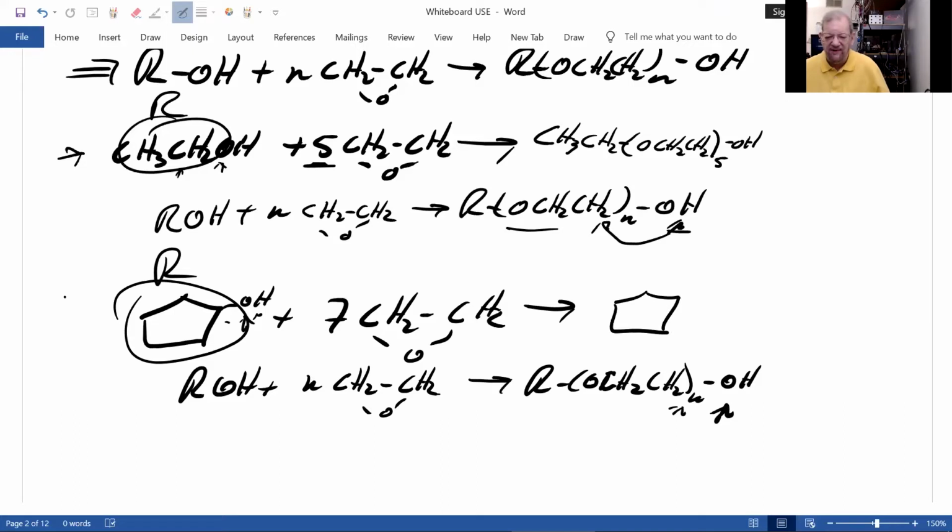You don't break carbon-carbon single bonds. I'll have my oxygen with a bracket, CH2, CH2, close bracket. What's N? 7. And there you go. Oh, this was so much fun.